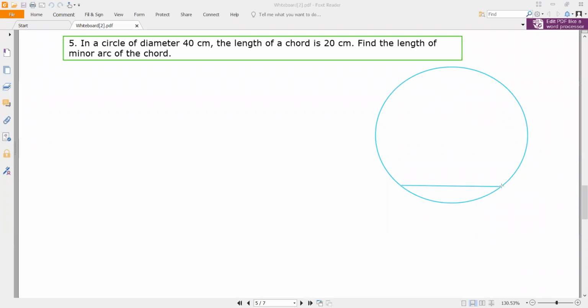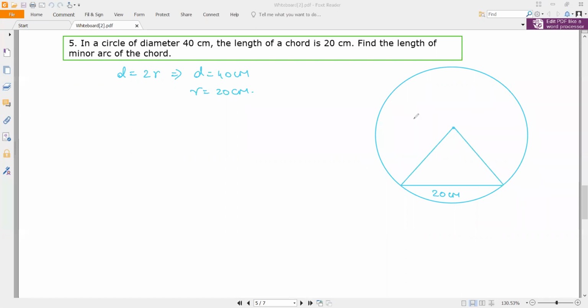This can be considered as a chord of the circle. The diameter is given. That means the circle has a diameter of 40 centimeters. We know that diameter is equal to 2r. So if this diameter is equal to 40 centimeters, your radius will be equal to 20 centimeters. Chord length is also given as 20 centimeters. Let this be the center of the circle. Therefore, you can draw the radii over here, joining the endpoints of the chord.